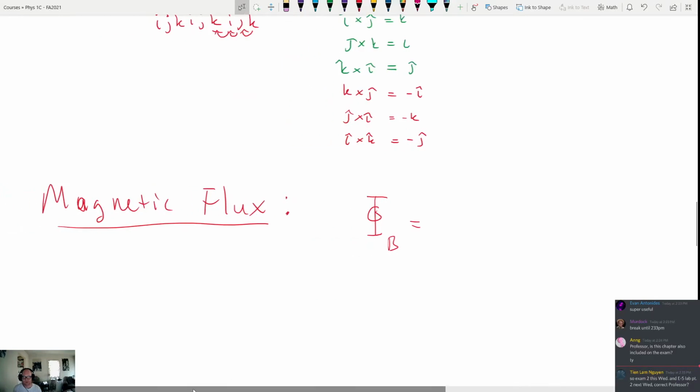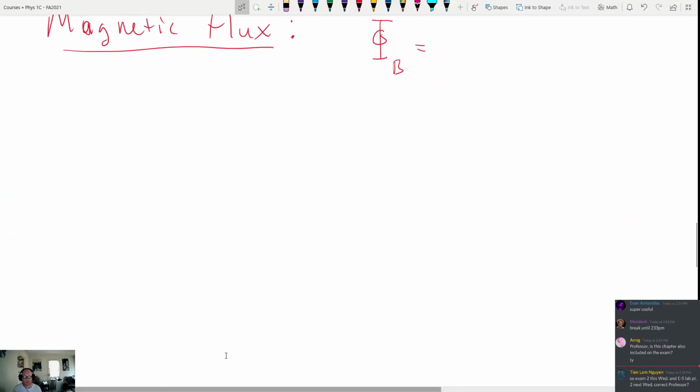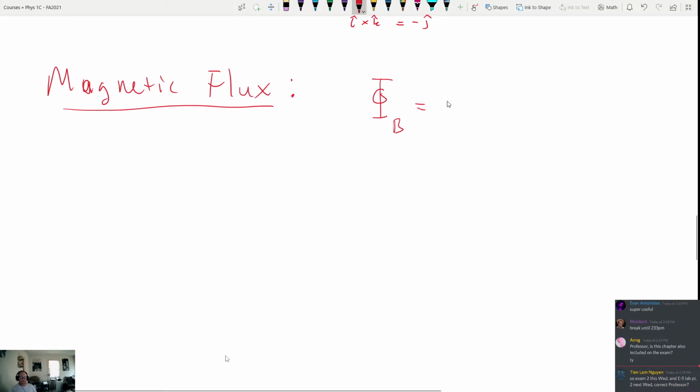Okay, so magnetic flux is found very similar to the way you find electric flux. All you need is to know what the size of the magnetic field is. You need to know the area through which you want to calculate the flux, and then the angle made between the area and the field vector.